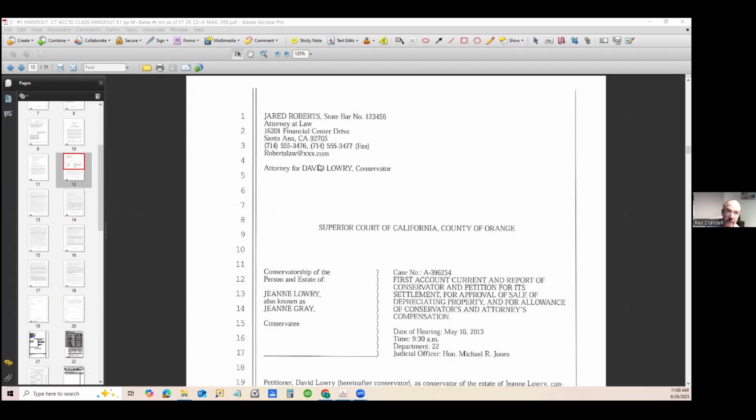Okay, so the petition itself has to be on pleading paper. Up top, again, the same caption: what court, the name of the case, the case number. Here you will write if it's a first, second, or third. I'm going to say this just because we have a lot of law firms here. If this is not your first accounting, the steps we went through this morning are not going to work for you.